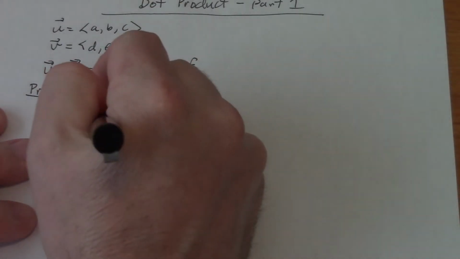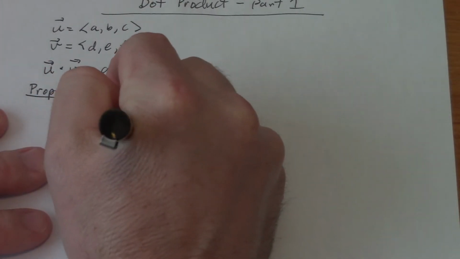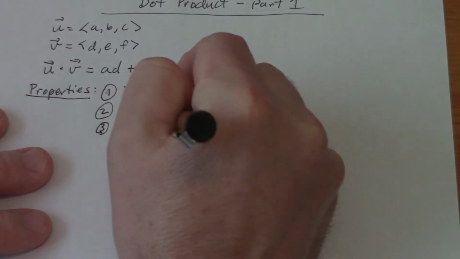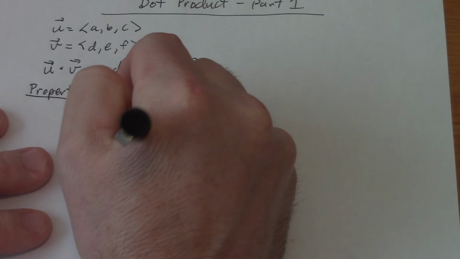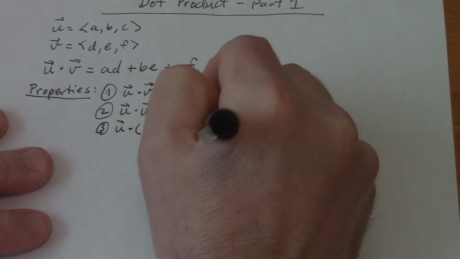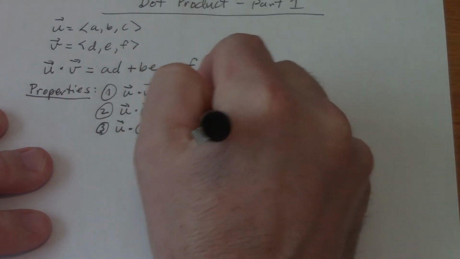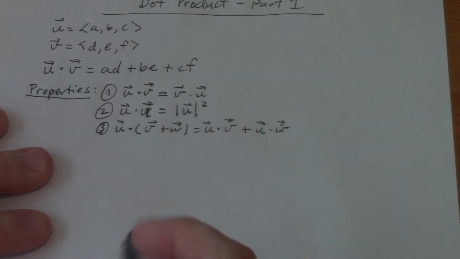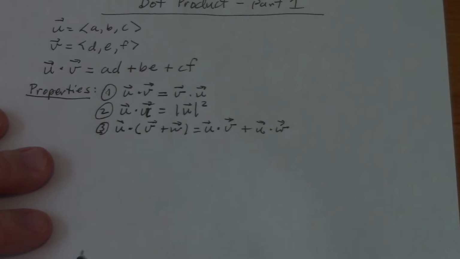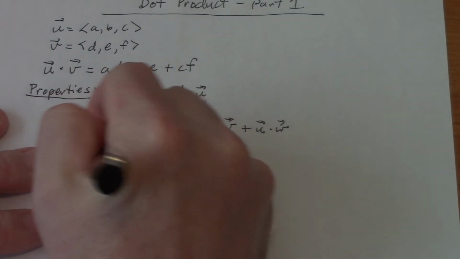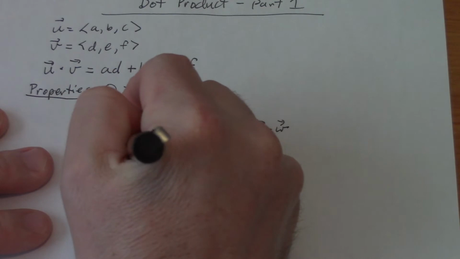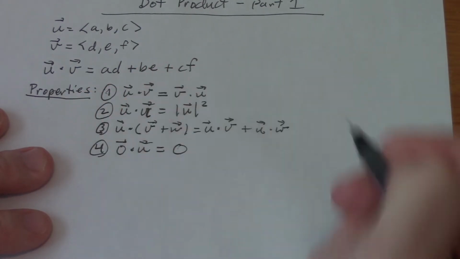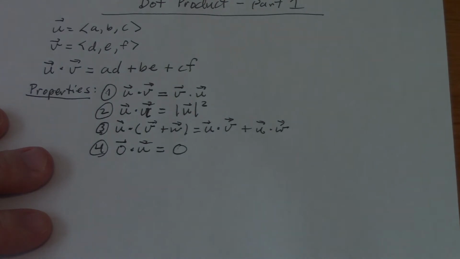Alright, we also have the distributive property. U dotted with V plus W equals U dotted with V plus U dotted with W. That also works if you put the dot product on the other side of the parentheses and all that. The zero vector dotted with any vector is 0, but not a vector, it's a scalar.